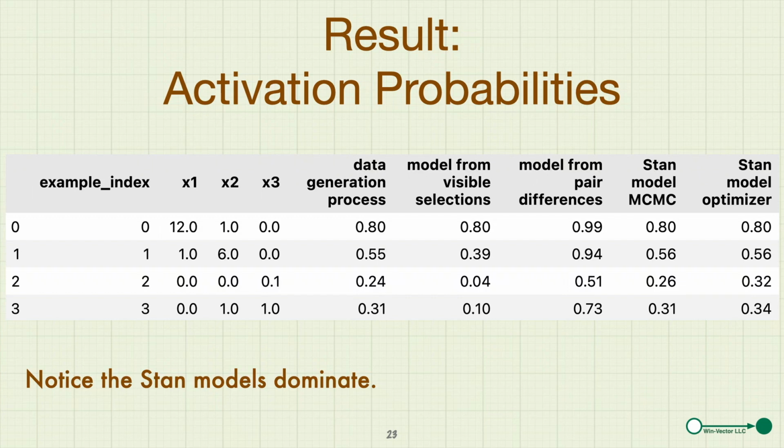Now, the model from visible selections and the model from pair differences are 2 logistic regression tricks often used in the literature. Notice they get the first few wines pretty right and then fall apart. So they get the 0.8. Well, actually, the pair differences messes up earlier. The model from Stan is very right. It essentially reproduces the desirability of each wine.